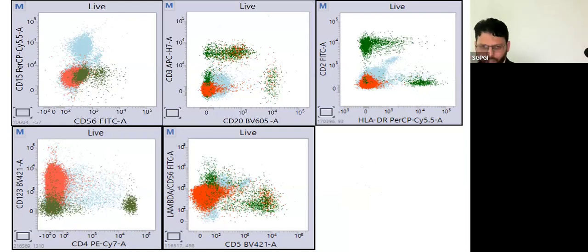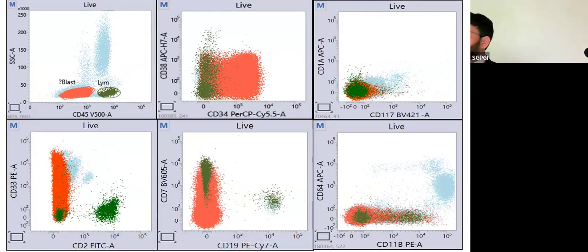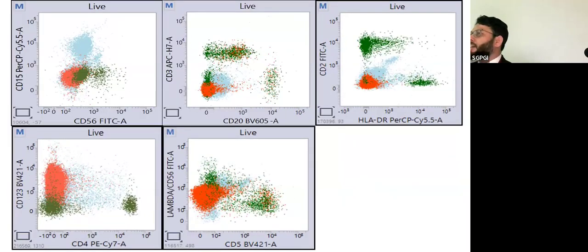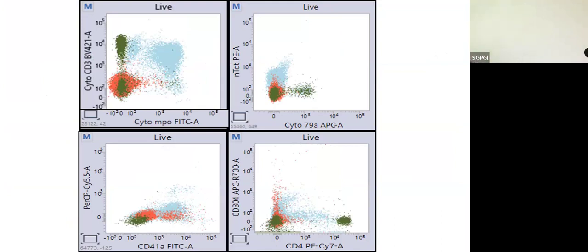So till now, it was positive very dim for 7, positive for 33, and positive for CD123. Negative for 19, so not a B, negative for HLA-DR2, etc. These are the cytoplasmic markers. So this is cyto CD3. This population is positive or negative? Negative. So this, ignore this. These are the myeloid cells which are wrongly sticking to CD3. So you have normal T cells flying over here. This red population is negative for both MPO and cyto CD3.